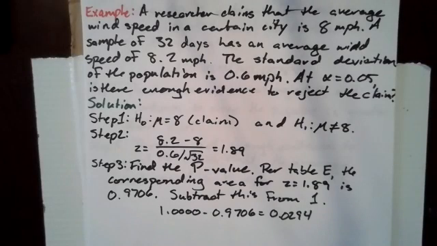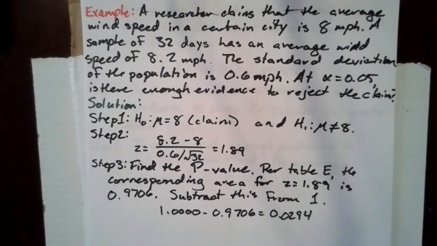So for example, a researcher claims that the average wind speed in a certain city is 8 miles per hour. A sample of 32 days has an average wind speed of 8.2 miles per hour. The standard deviation of the population is 0.6 miles per hour. At alpha equals 0.05, is there enough evidence to reject the claim?